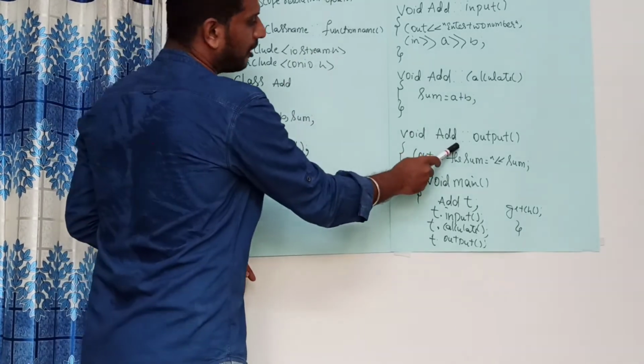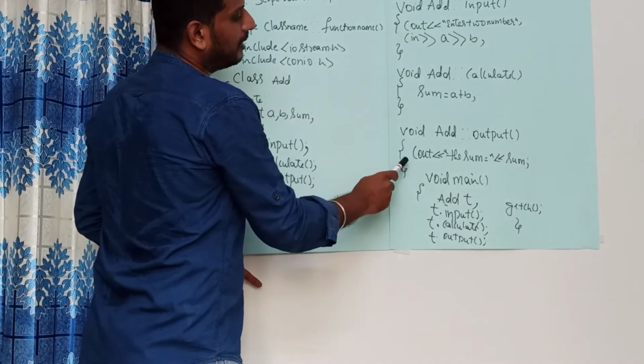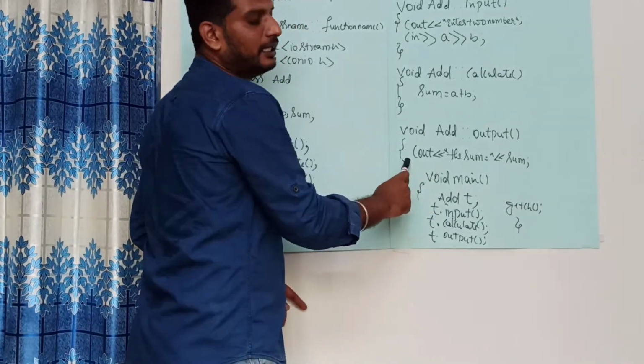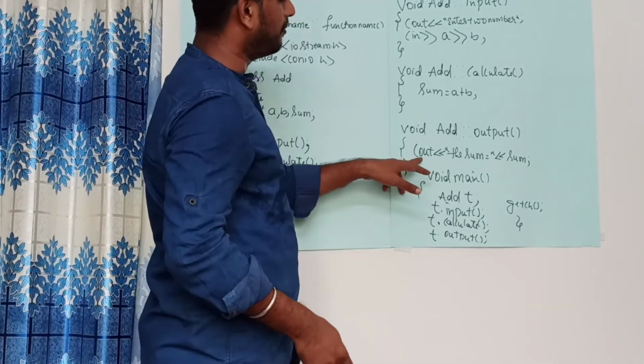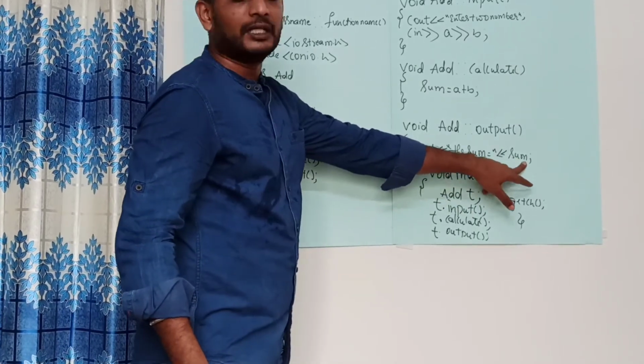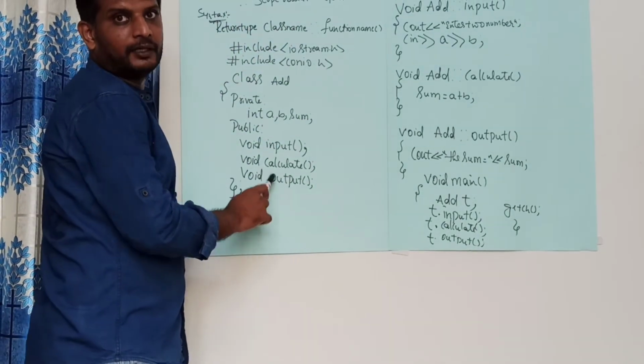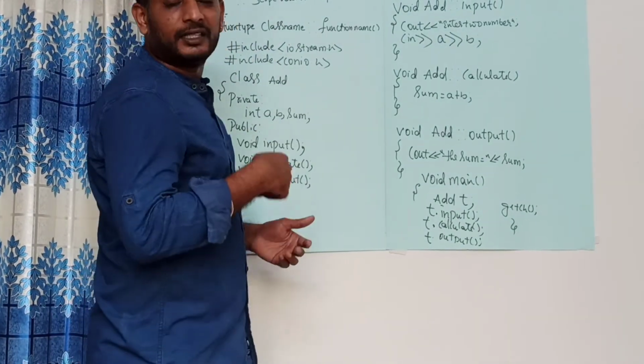Next, scope resolution operator followed by the function name. Okay. Next, in the output function, what I am doing is I am displaying the result. So I am writing one cout statement, that is cout the sum is equal to sum. Now all the three functions have been defined. Next, I have to call these three functions.